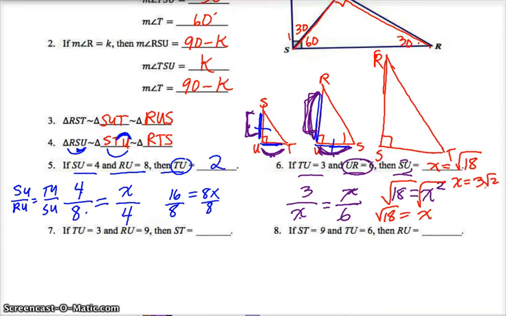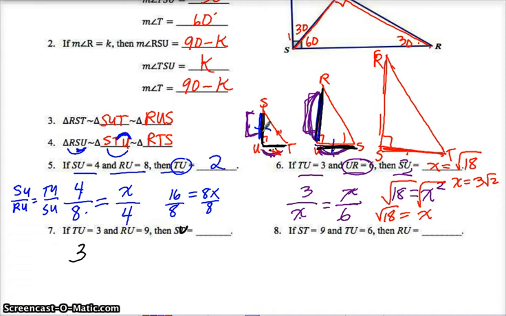Okay, let's do number 7. Okay, I found a little typo, but I fixed it for you guys, but this should be SU on your worksheet. If it's not, you need to fix it. Okay, number 7, it says if TU equals 3, so TU is right here. If TU is 3 and RU is 9, then we need to find SU. So here is my TU, RU, SU. So you can see that we're comparing long side to short side, long side to short side.